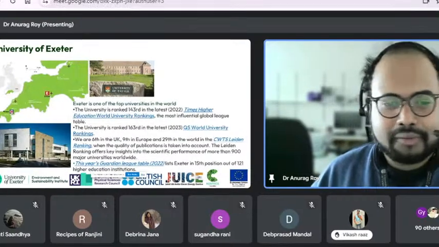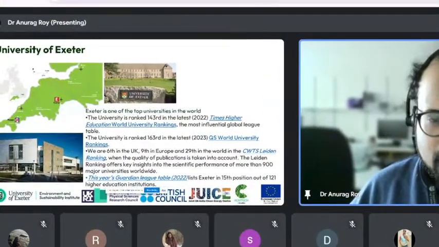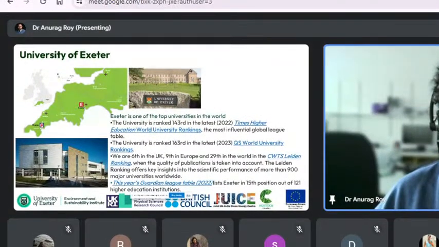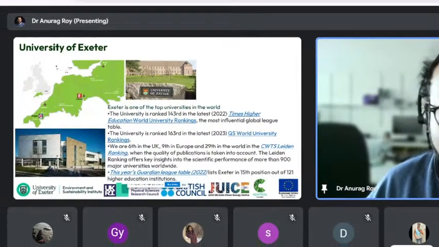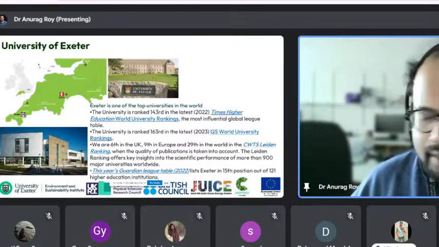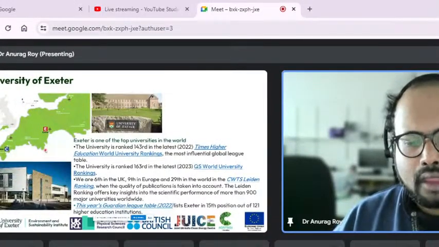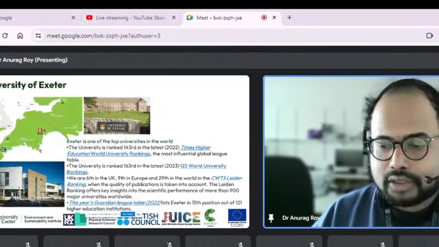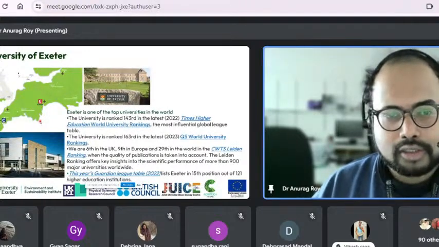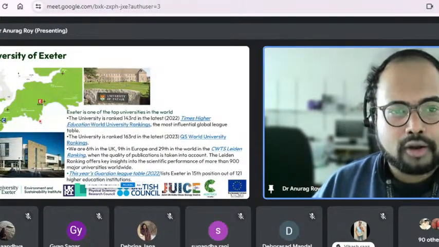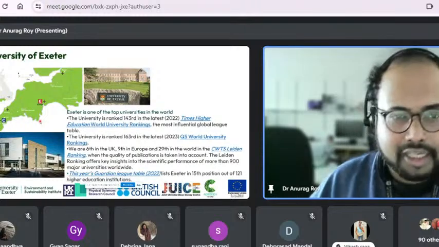And just a few quick pieces of information about our university. It is ranked 143 in Times Higher Education worldwide, 163 according to the QS World University Rankings. We are 6th in the UK, 9th in Europe, and 29th in the world according to the CWTS Leiden ranking. These are a few different ranking systems that students can check to verify any university in the world. Exeter also positions 15th out of 121 higher education institutes, and we are also one of the proud universities in the world working on all the 17 sustainable development goals set by the United Nations.